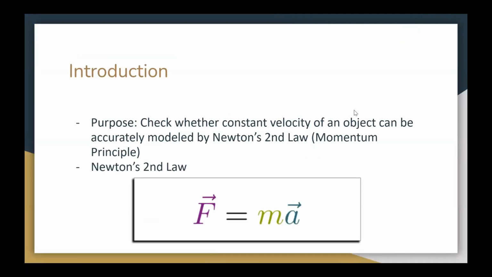All right, so introduction. What is the purpose of this lab? Well, the purpose of this lab is to check whether constant velocity of an object in motion can be accurately modeled by Newton's second law, also known as the momentum principle. Newton's second law is as follows: the net force is equal to mass times acceleration of the object in motion.